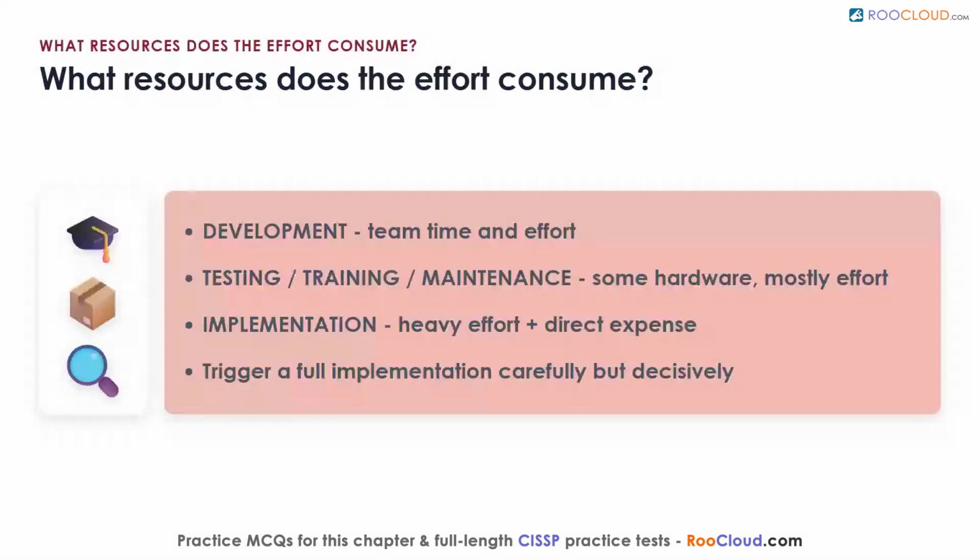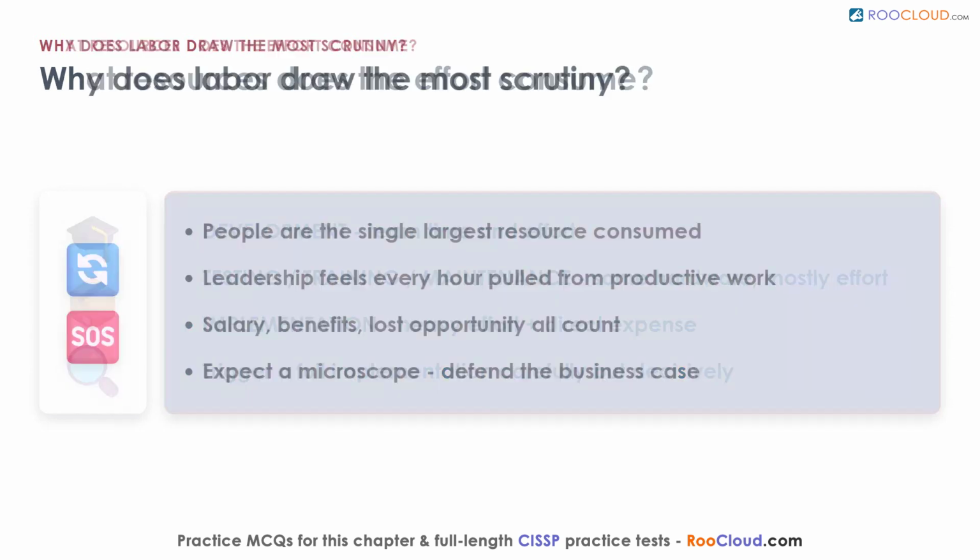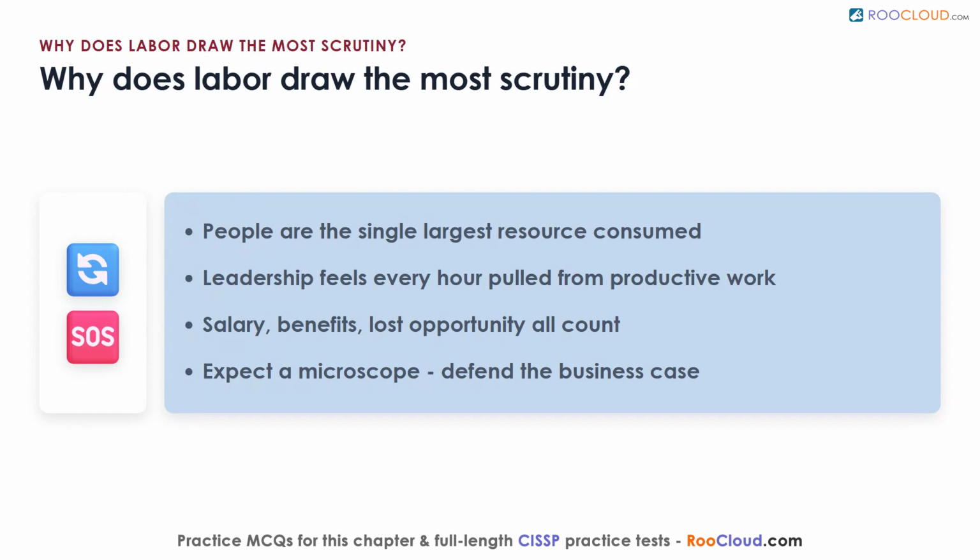Think of it like maintaining a fire brigade. Drills and upkeep cost steady effort, but the day of a real fire consumes everything you have. Why is labour the cost that leadership scrutinises most? Because a continuity plan can pull from redundant data centres all the way down to the notepads used for first drafts. Yet the single largest resource it burns is your people.